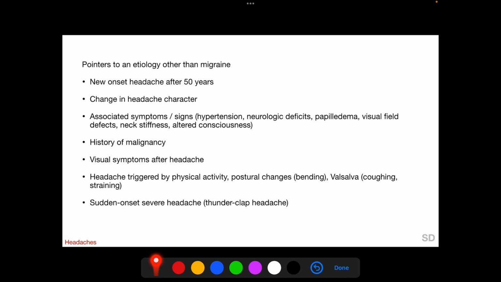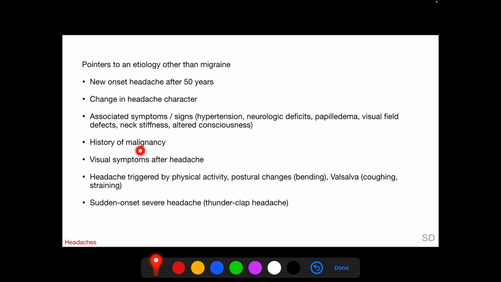Pointers to a more serious etiology instead of migraine are a new onset headache after 50 years of age, change in character of the headache, presence of associated signs and symptoms such as hypertension, neurologic deficits, papilledema, visual field defects, neck stiffness and altered consciousness. These do not occur with migraine.